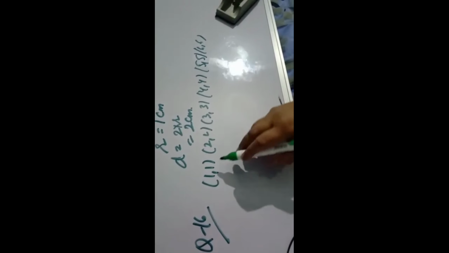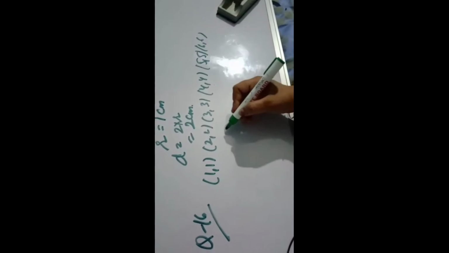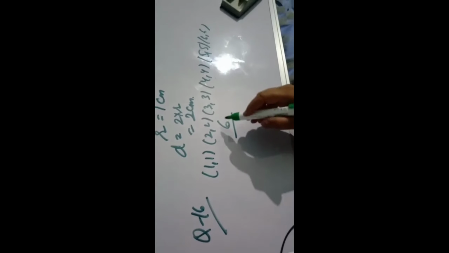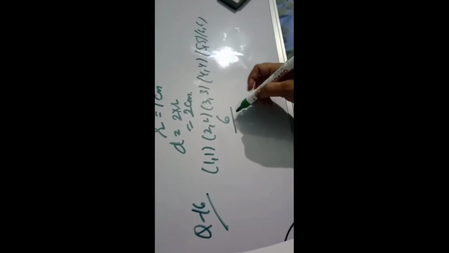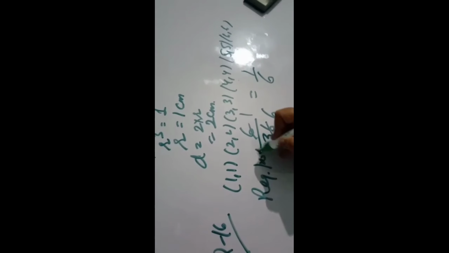Find the probability of getting a doublet in a throw of a pair of dice. Doublet means like 1 1, 2 2, 3 3, 4 4, 5 5 or 6 6. So 6 cases of doublet are there, and total cases, if a pair of dice is thrown, are 36. 6 ones are 6, 6 is the 36. So the required probability is 1 by 6.